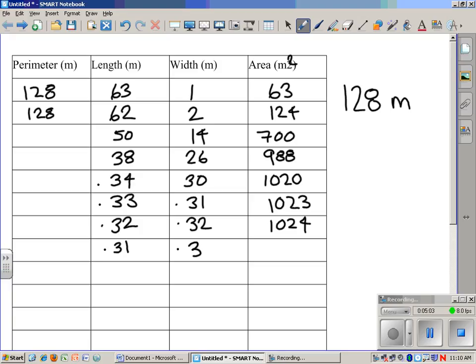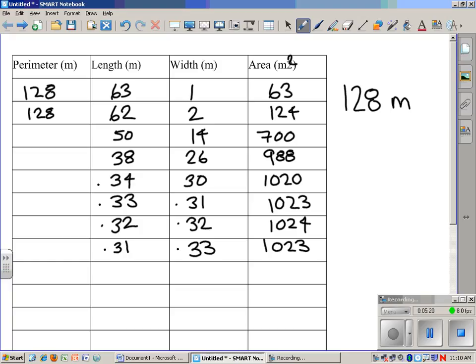So to 33. And so the area would be 1023. Does anybody see a pattern here? We're going back down, exactly.